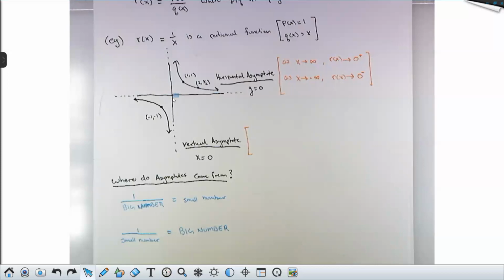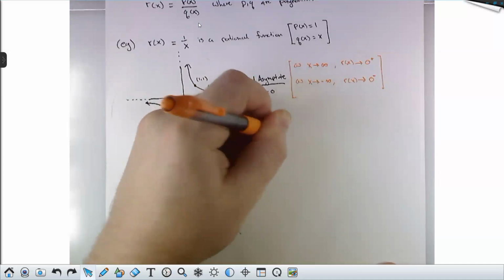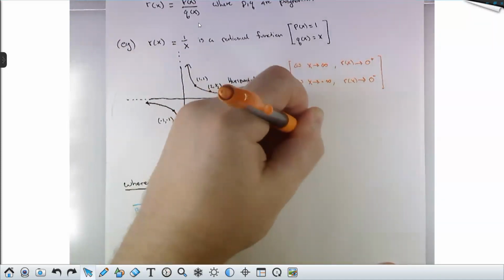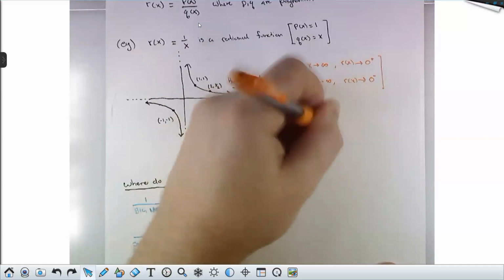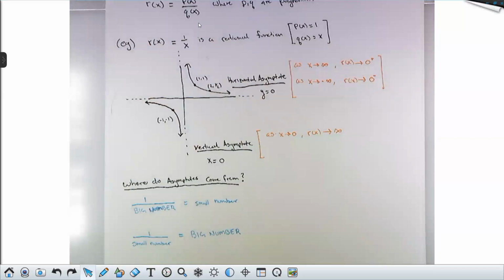So as these x's get closer and closer to 0, the y values on the graph, which are the outputs from this function, are getting closer and closer and closer to infinity. They're blowing up. They're getting huge. And in that goes-to notation, we would say as x goes to 0, my function r of x goes to infinity. There is a little subtlety here.